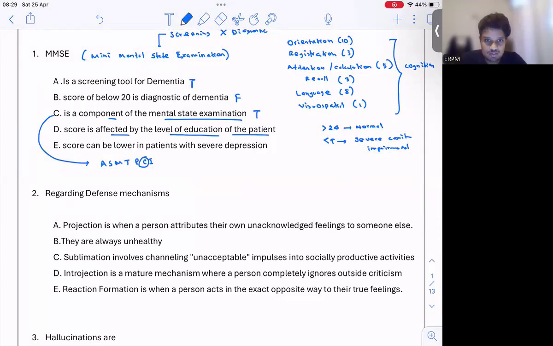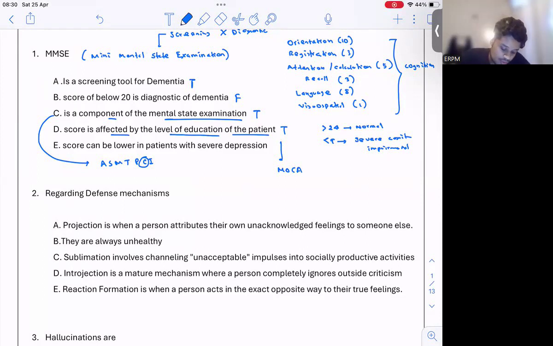So if you have low education, you have poor performance in those components. So the education matters. If you have low education, you score low marks in the MMSE. So that is true. It is affected by the education level. What we can do is use alternative examinations to avoid this. For example, MOCA. MOCA is the assessment we can use in patients with a lower level of education.